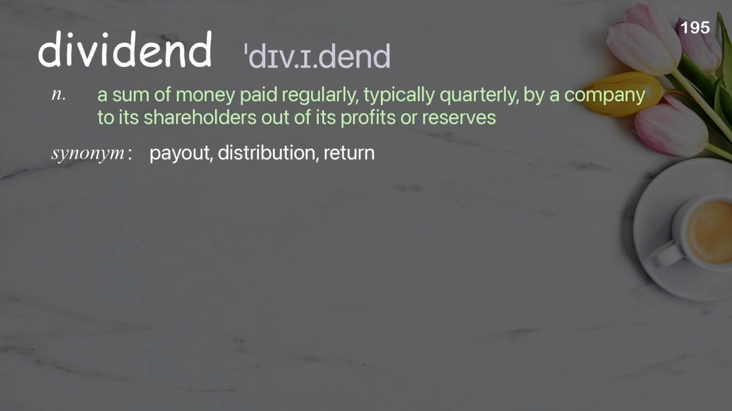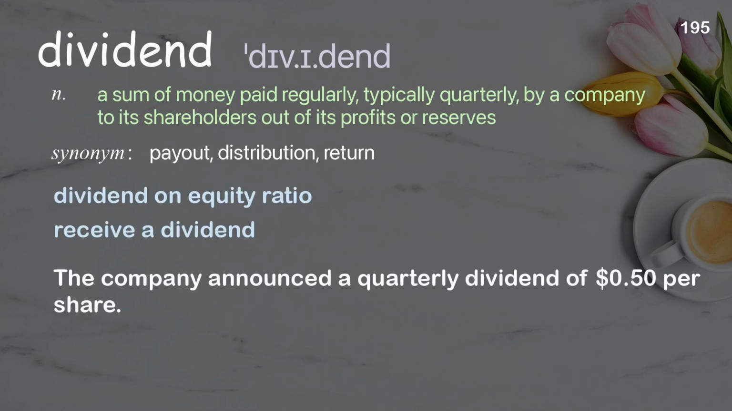Dividend. A sum of money paid regularly, typically quarterly, by a company to its shareholders out of its profits or reserves. Examples: Dividend on equity ratio. Receive a dividend. The company announced a quarterly dividend of 50 cents per share.